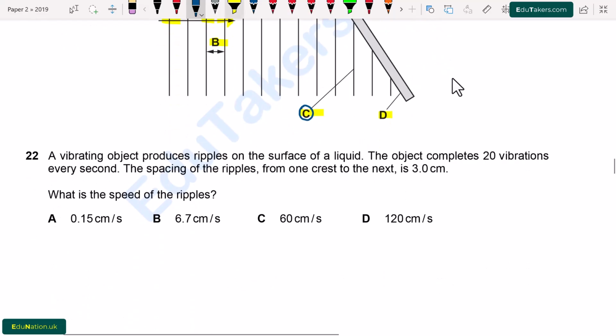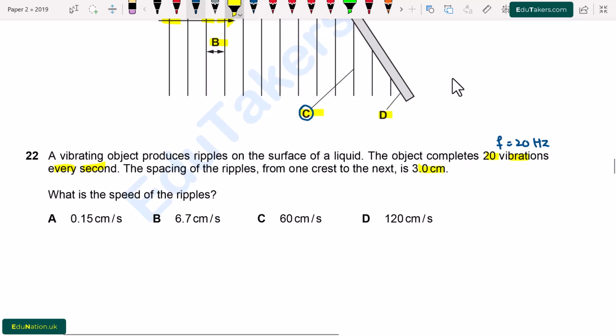Question number 22. A vibrating object produces ripples on the surface of a liquid. The object completes 20 vibrations every second. So this is basically the frequency, which is 20 Hertz, because the total number of vibrations completed in 1 second is basically frequency. The spacing of the ripples from one crest to the next is 3.0 centimeter.